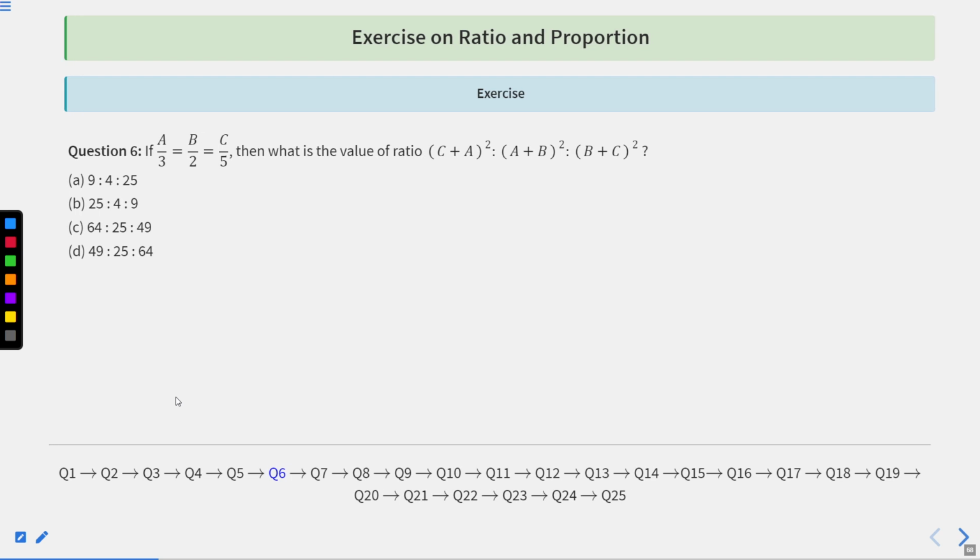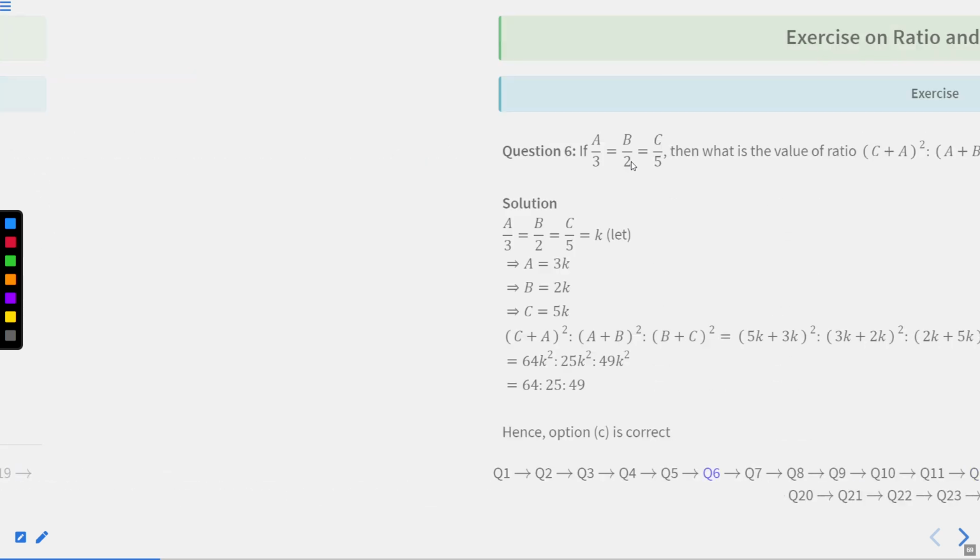Let us now move to question number 6. If A upon 3 equal to B upon 2 equal to C upon 5, then what is the value of ratio C plus A whole square is to A plus B whole square is to B plus C whole square?